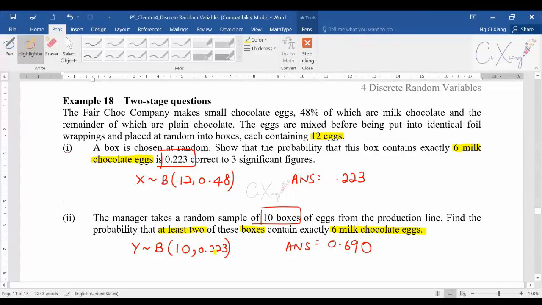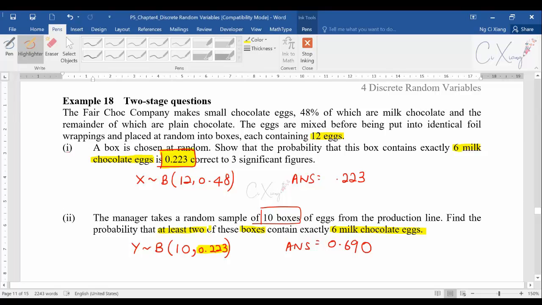For this question, it's a bit different from example 19 that we discussed just now. In this question, you can use 0.223 in your calculator. No need to give them the long answer. Just now you needed to give the long answer, right? But this one no need. When the question itself asks you to prove that the probability is equal to this value, you can straight away apply it in your calculation. Example 19 didn't ask you to prove, so you have to keep the original long value.